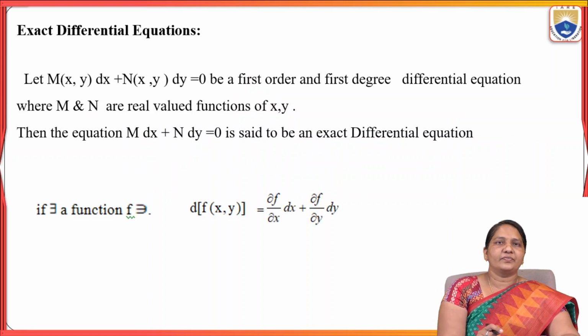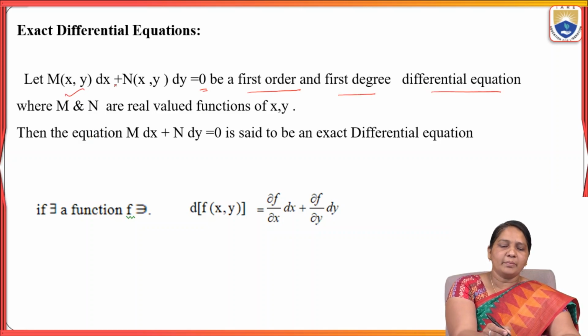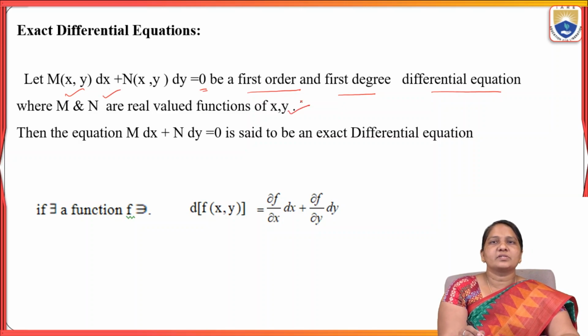So what is an exact differential equation? We can observe the definition. Let M of x comma y into dx plus N of x comma y into dy equal to 0 be a first order and first degree differential equation, where M and N are real valued functions of x comma y. Here we observe the form M dx plus N dy. Then M dx plus N dy equal to 0 is said to be an exact differential equation.